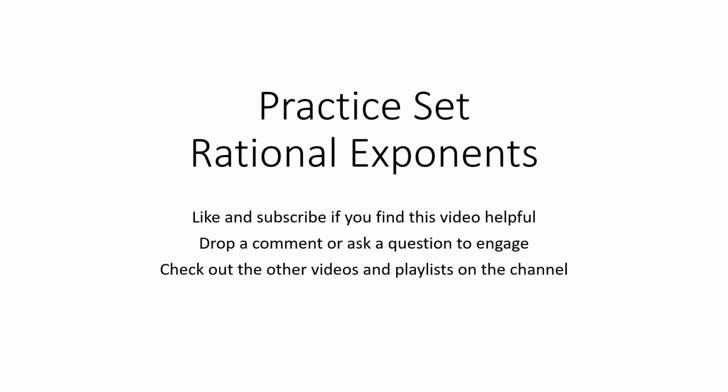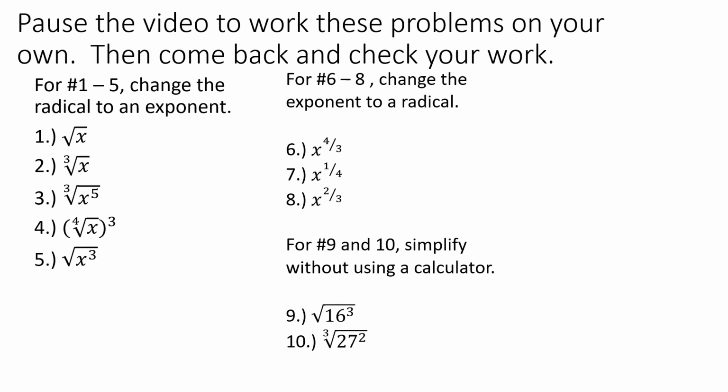Without further ado, let's get into this brief practice set. Pause the video to work these problems on your own, and then come back and check your work. For numbers 1 through 5, you're going to be changing the radical to an exponent. For numbers 6 through 8, changing the exponent to a radical. And for numbers 9 and 10, simplify without using a calculator.